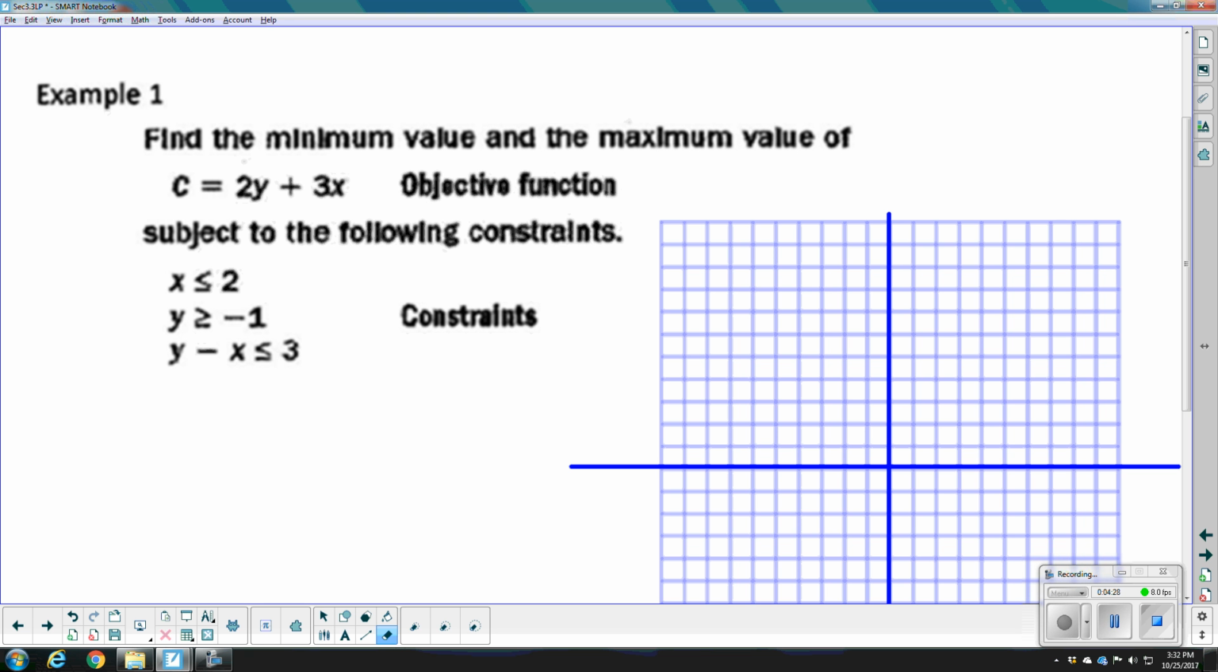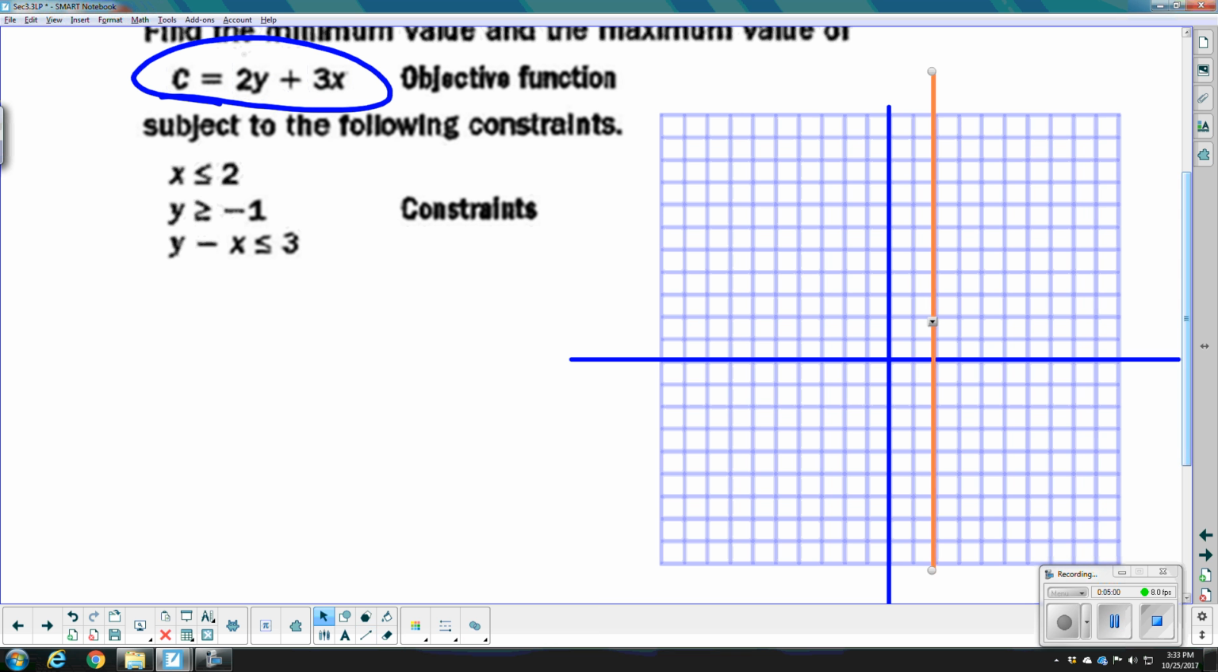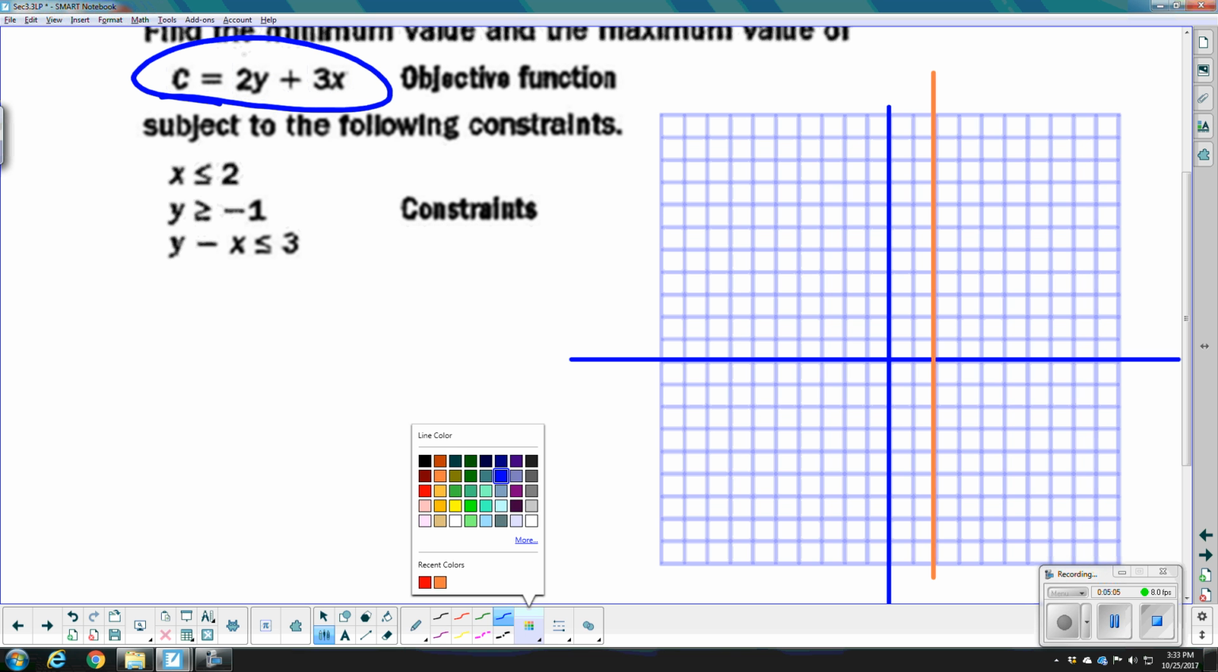So this one asks us to find the minimum and maximum value of the objective function, which they give us. This objective function, c equals 2y plus 3x. But before we use this objective function, we have to actually graph our constraints. So we're going to graph our constraints and shade in the solution of those constraints. So let's start with x is less than or equal to 2. So here is where x is 2. Now our solution for this is going to be anything to the left of that.